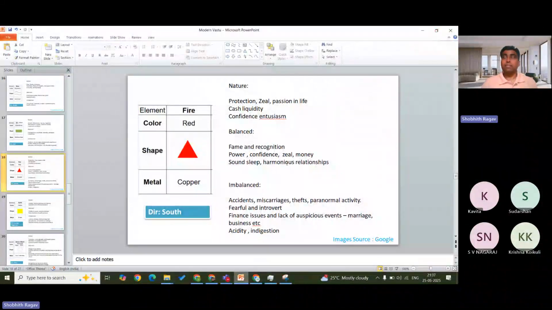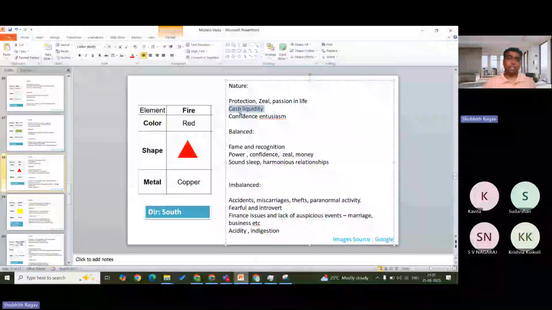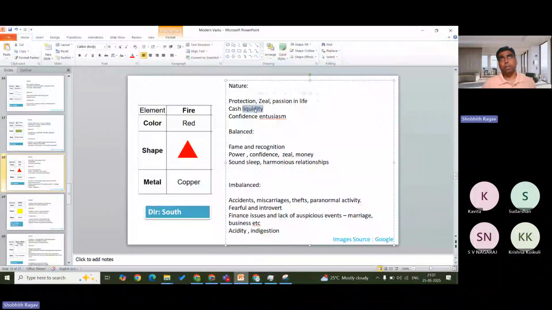Okay, so what will happen if the fire element is balanced? You will have good cash liquidity. Generally, fire is directly connected to cash, but only liquid cash. Some people might have a lot of immovable assets, but that is more of the water element. The day-to-day cash which we use, all of that is related to the fire element.